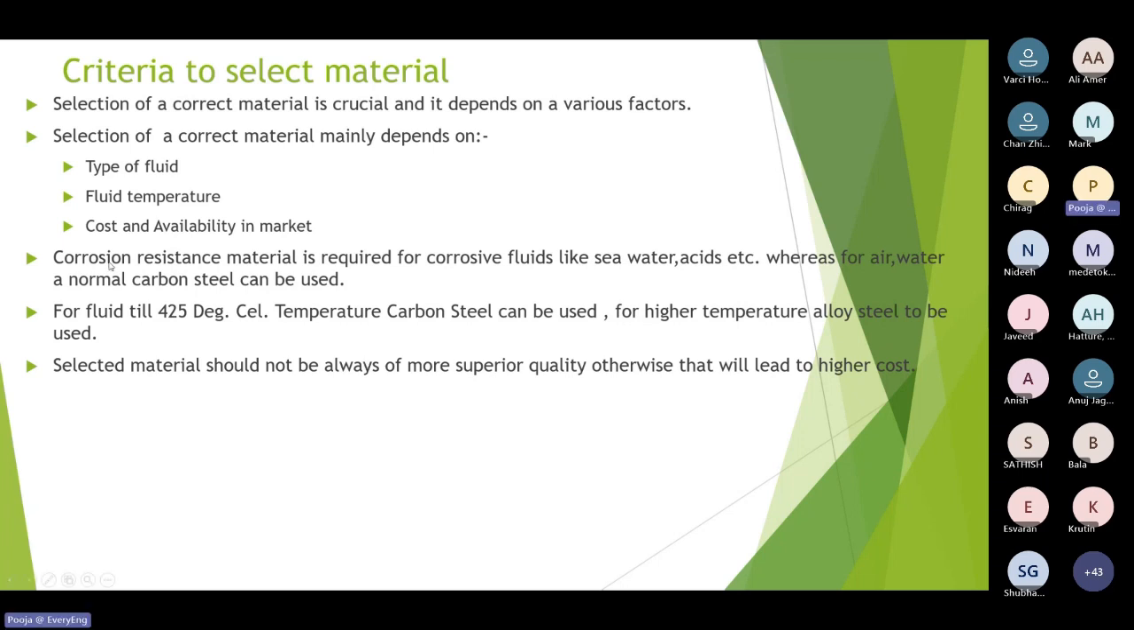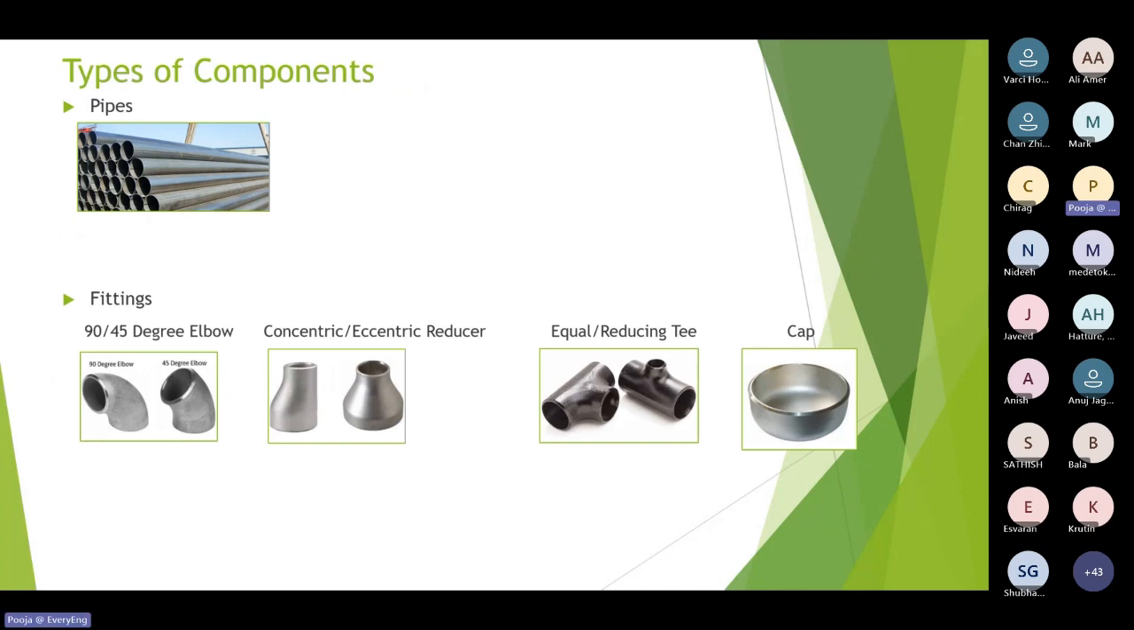And as I gave you the example of water for carbon steel and stainless steel pipe, the selected material should not always be of the more superior quality. Otherwise, that will lead to a higher cost. So we have to be careful about this also: not always select the superior material, but we also have to optimize the cost.